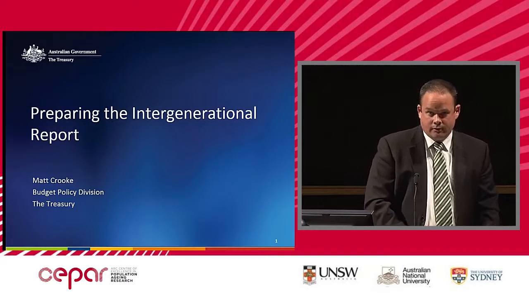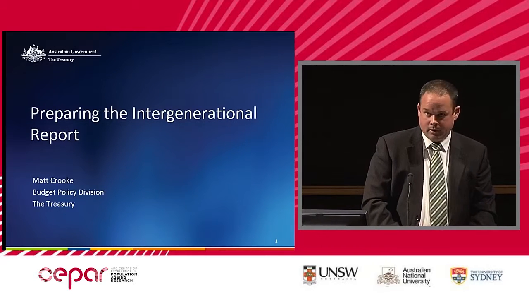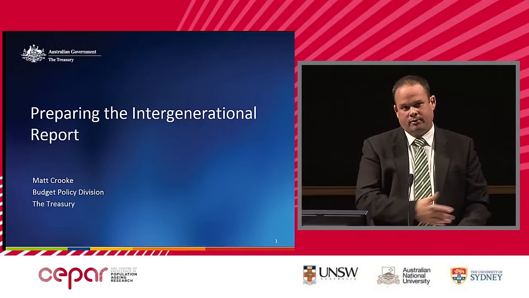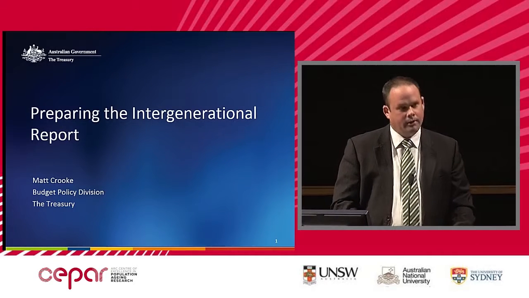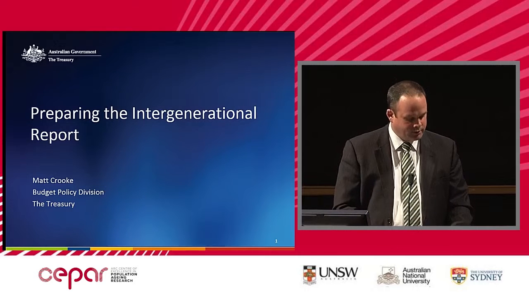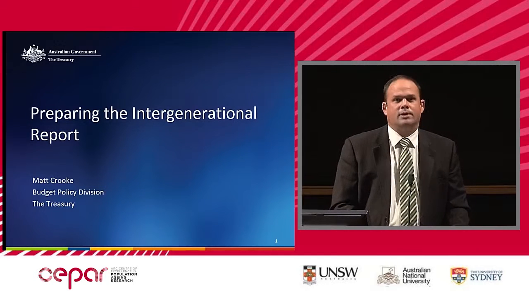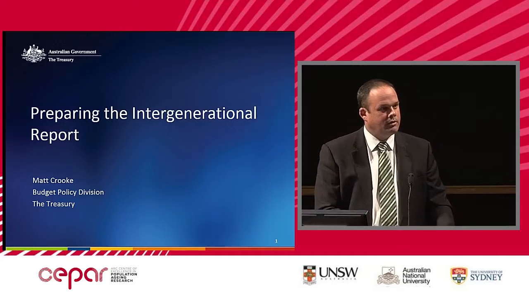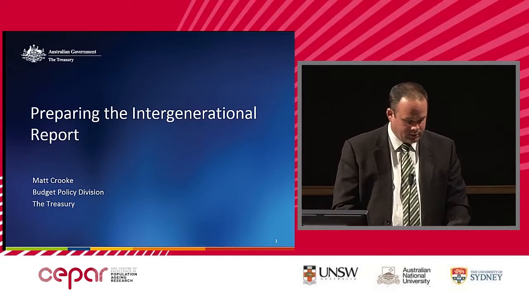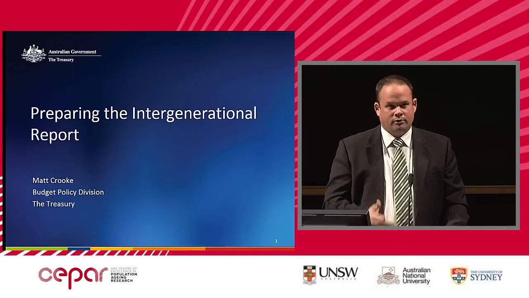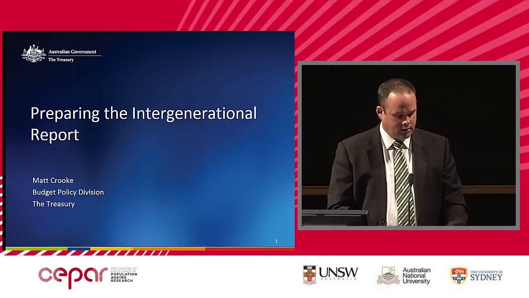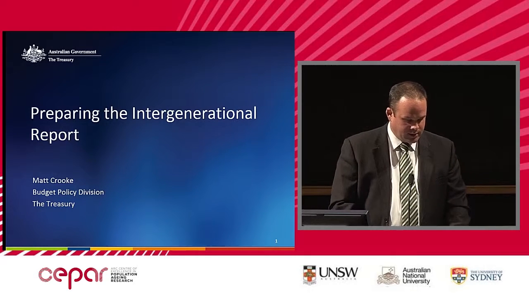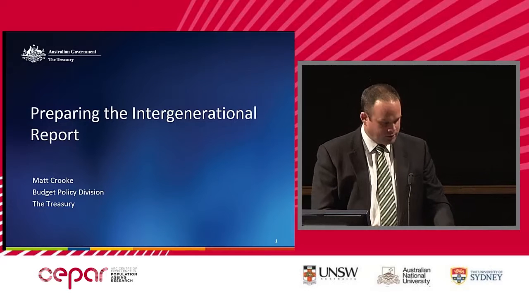The coordination of the product is handled by a team in Budget Policy Division, where I work, and draws on expertise from right across the Treasury: macroeconomists, demographers, actuaries and communications specialists. We have modellers looking at tax, retirement incomes and particular spending elements in the budget. And then, of course, various policy experts and not least those in our social policy area who have the expertise in health, pensions, disability and so on.